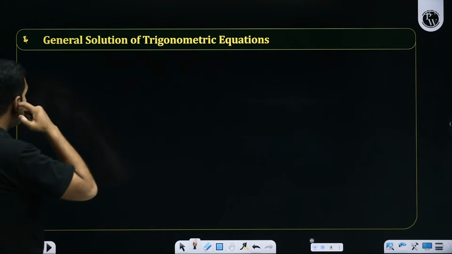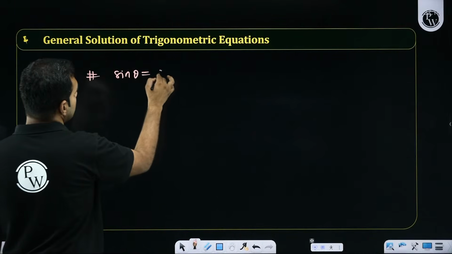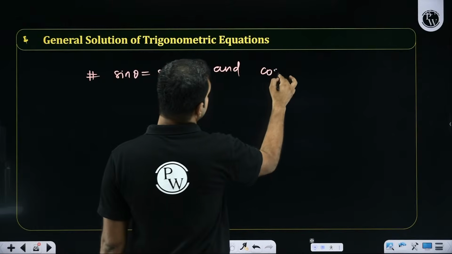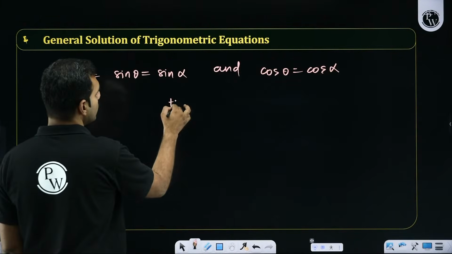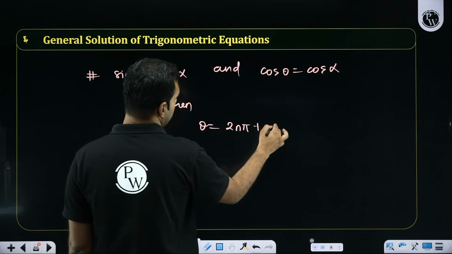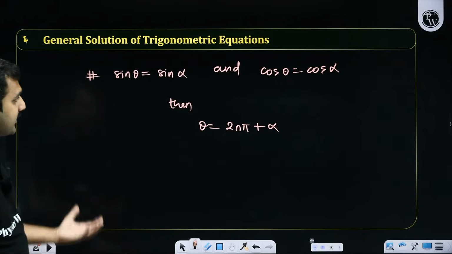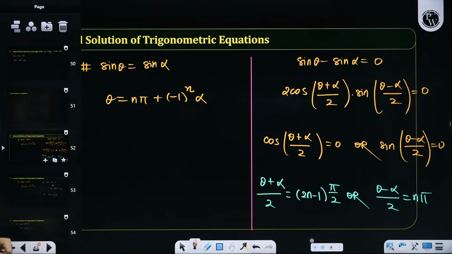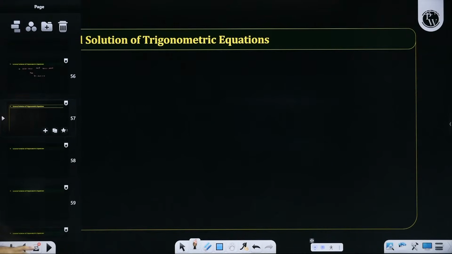I hope no confusion. If I am told that sine theta is equal to sine alpha and cos theta is equal to cos alpha, both true simultaneously, in that case you will say that theta is 2n pi plus alpha. These are the proofs, results, direct conclusions. So I'm not giving you the derivations for all. I have given you the derivation for the first one. The same derivations can be done for all. I hope you will definitely remember them.